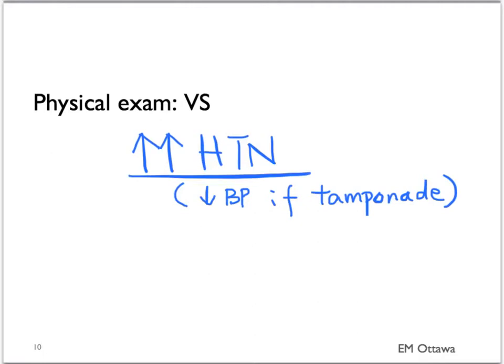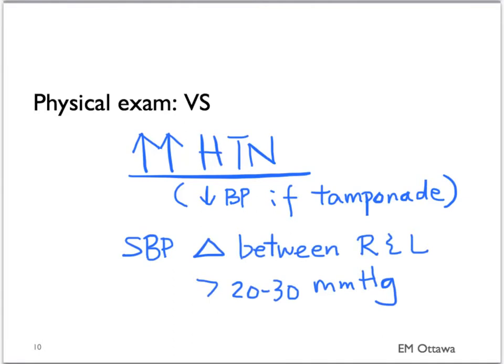Depending on where the flap is, there might be a difference between the patient's right arm and left arm blood pressure. It would usually be more than 20 to 30 millimeters mercury between the left and the right arm.